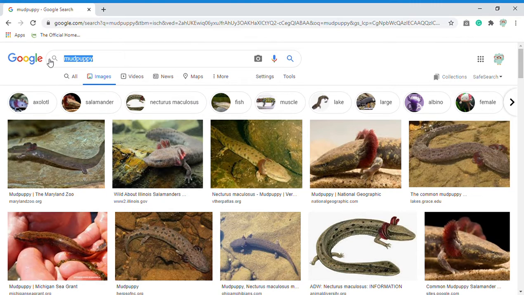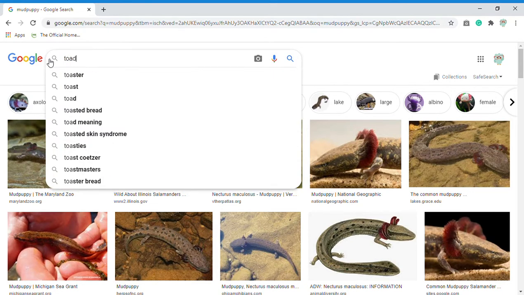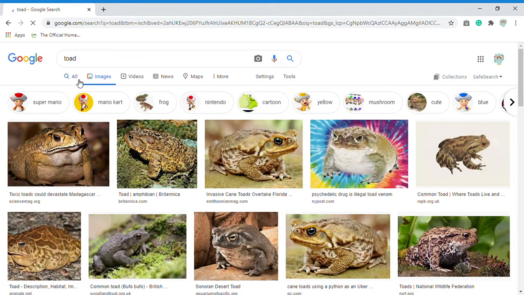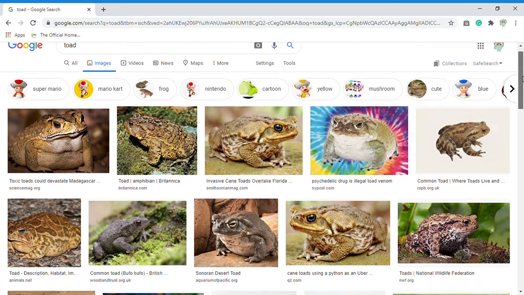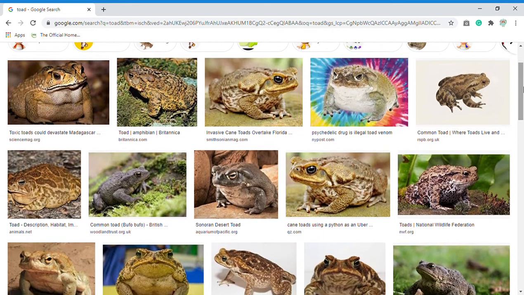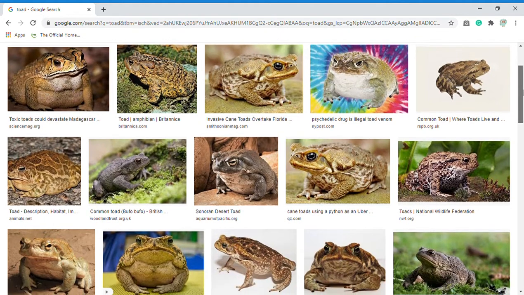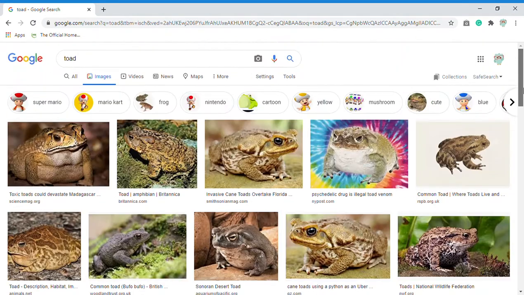Good. The next one that they ask is a toad. A toad looks like a frog, but I think a toad is just a very thick, big... This one looks super unimpressed with his life. Love that. Okay. Common toad.